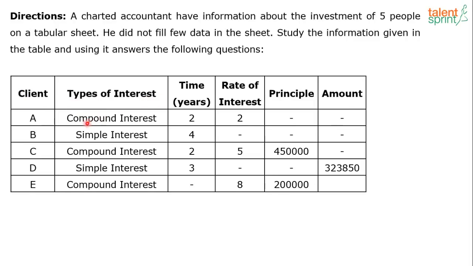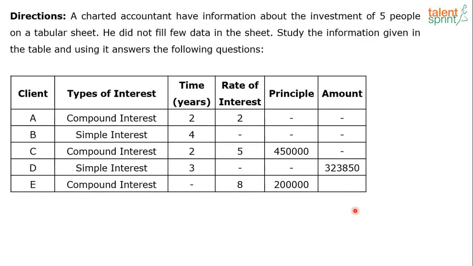Look at the types of interest, right? CI, SI, CI, SI, CI. So it looks like the kind of investment that they have done. Either they have done it on CI or SI. Then the time period of investment in years, the rate of interest in percentage, principal amount, and the amount. This amount is probably the total amount, let's assume, or maybe the interest, we'll have to figure out. Yeah, so values are missing.